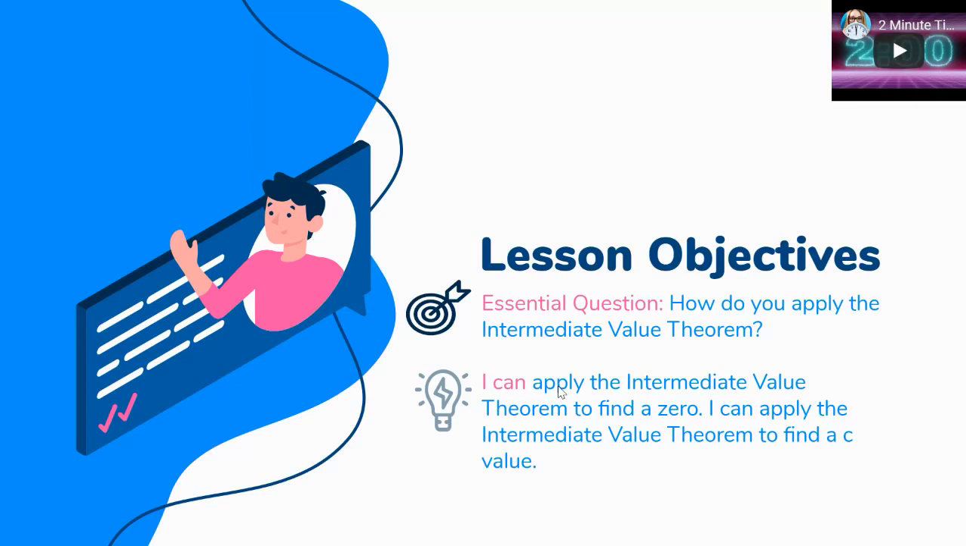The lesson objective, or the essential question, is how do we apply the intermediate value theorem? And then you're going to write down actually two I can statements today. I can apply the intermediate value theorem to find a zero, and I can apply the intermediate value theorem to find a C value, and that's going to make more sense when we actually do it.